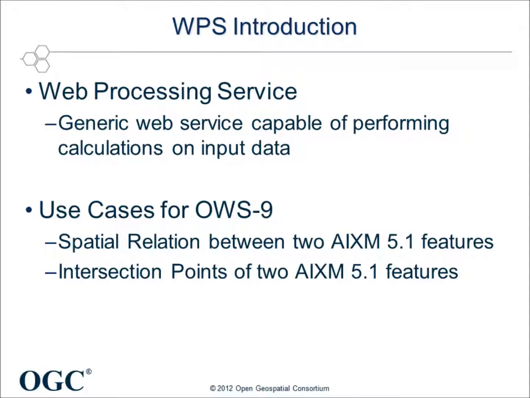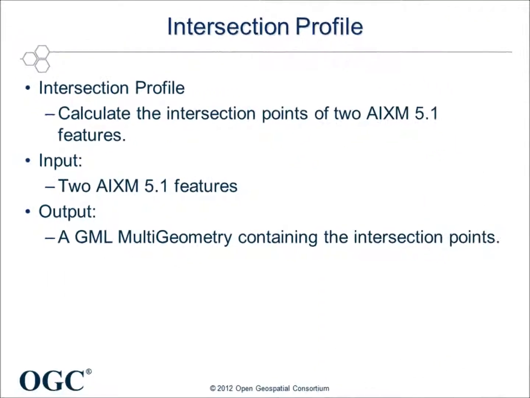The intersection profile defines a single process with a very simple goal: to find all intersection points for two given AIXM features. As input, we have two AIXM features embedded into our WPS query. The output of the operation is a GML multi-geometry element that contains the resulting intersection points. The multi-geometry element can be empty, meaning that no intersection points were found.